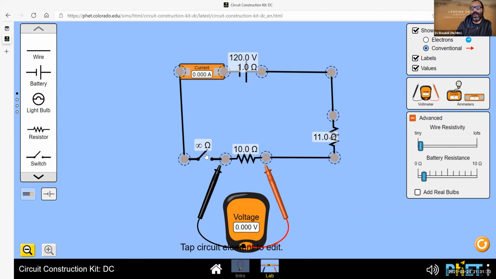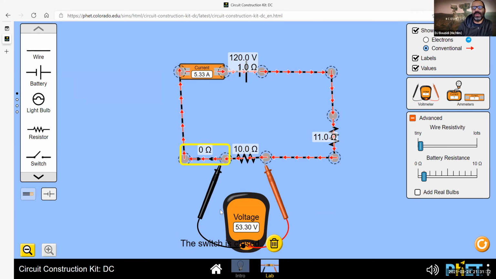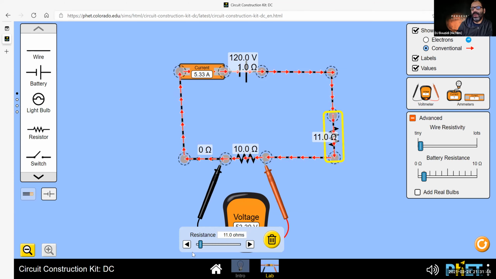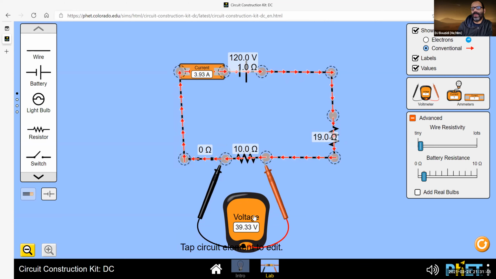Okay. Close the switch. All you have to do is click it once and it's going to click and open. So right now the voltage is 53.30. This stays the same. The amp is this much. So now if I change this value to another one, the voltage changes and so on and so forth.